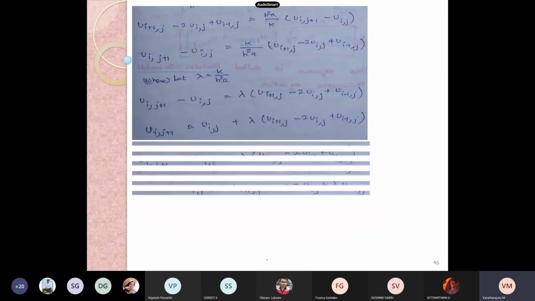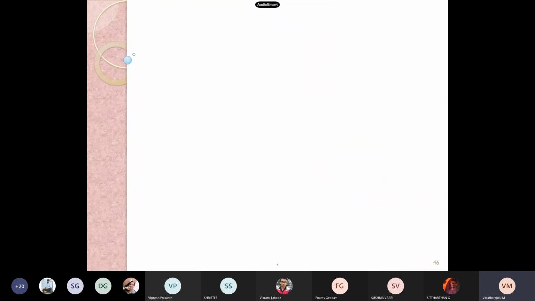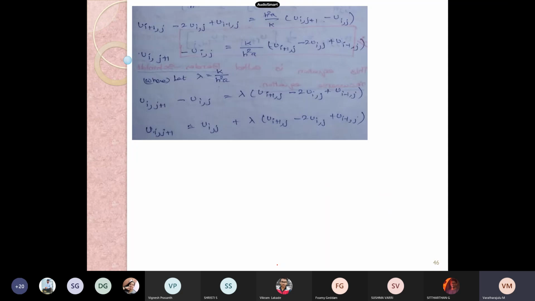Now the h square can be brought to the RHS, and h square a divided by k. Here u(i+1, j) minus 2u(i, j) plus u(i-1, j). In the RHS we have u(i, j+1) minus u(i, j).